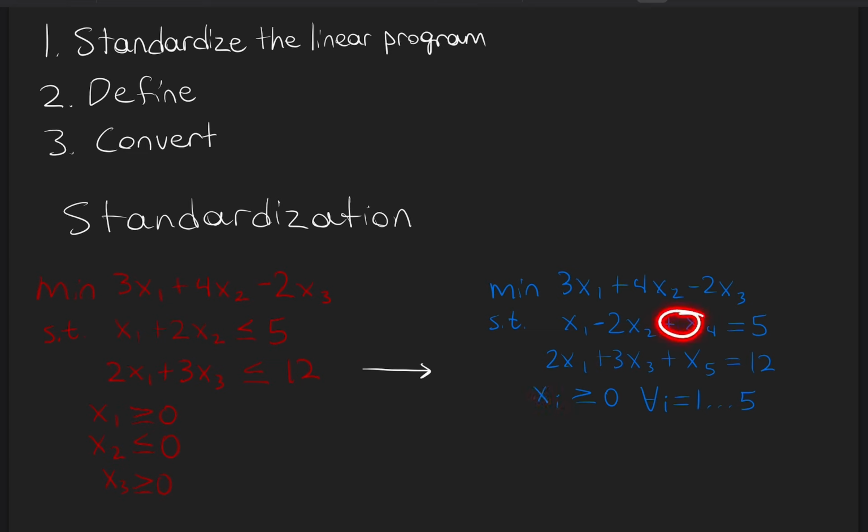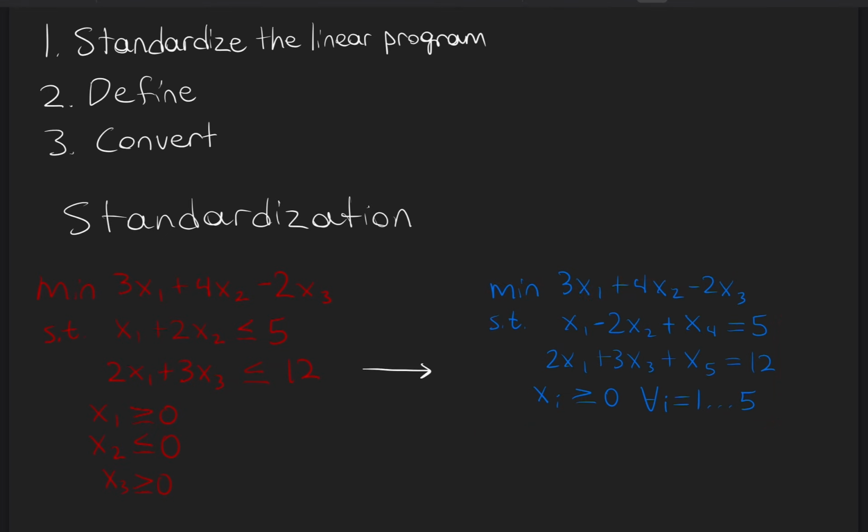And then we are going to add our slack variable to close the gap between the left-hand side and the right-hand side so that it equals 5. And we are going to leave this alone, and we're going to add another slack variable x5 to close the gap between the left-hand side and the right-hand side of this constraint so that it equals 12. And all the rules for standardization are met. We have no negative signs on the right-hand side of our constraints. All the variables are positive, and we have equality signs. So that is the standardized linear program.